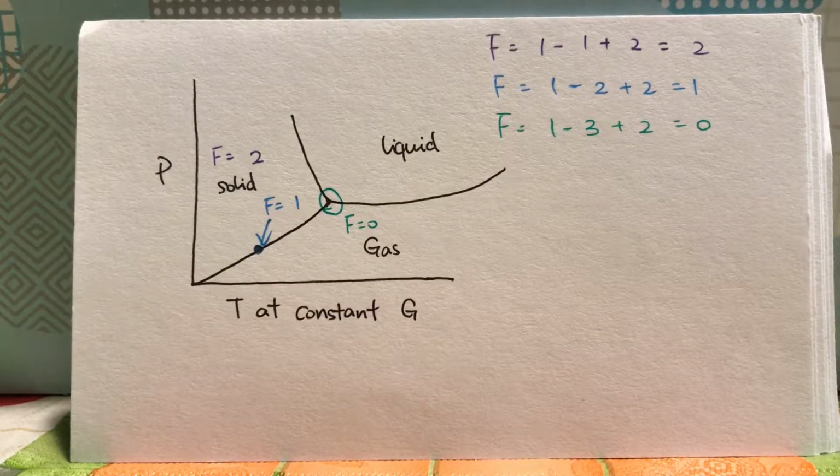The purple F is where the solid is, so F equals 2 because there is only one phase: F equals 1 minus 1 plus 2 equals 2. The blue F is where the solid and gas intersect, so there are two phases in total. So the blue F is 1 minus 2 plus 2 equals 1. The green F is where the three phases intersect. So in total there are three phases. So the green F is 1 minus 3 plus 2 equals 0.